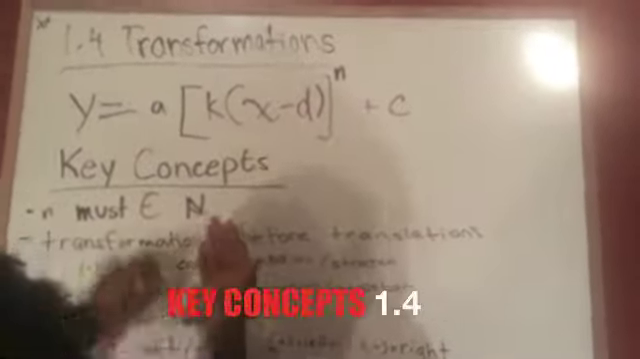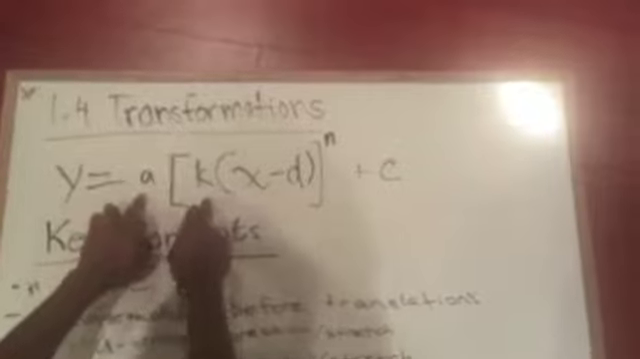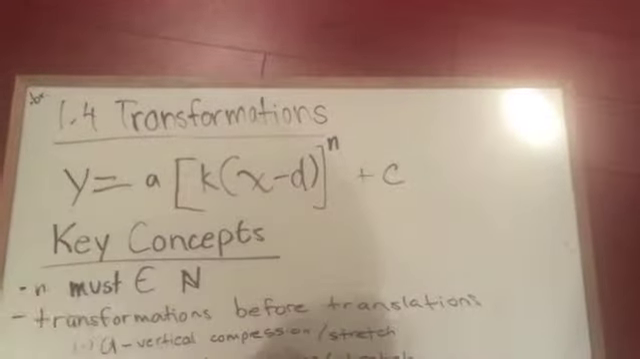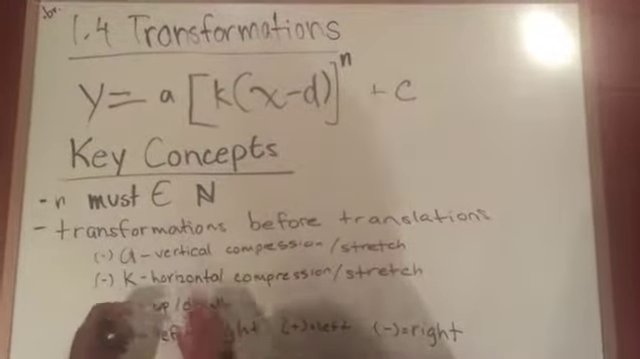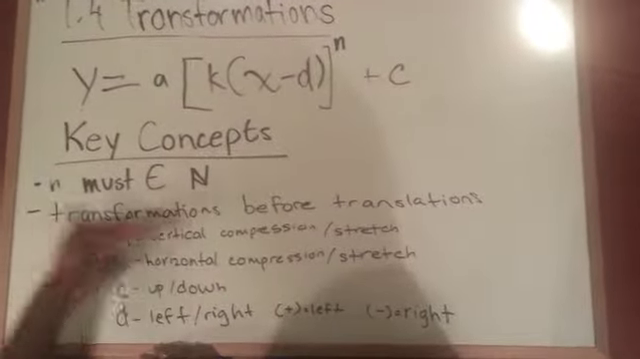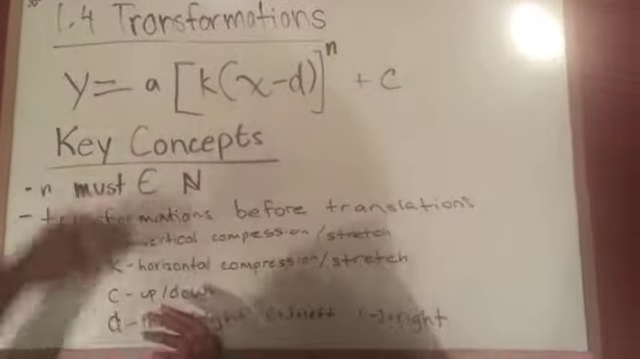Recap of what we just learned. Outside brackets, vertical; inside, horizontal. Our pluses and minuses are translations, and our multiplying are our transformations. So key concepts: n must exist in all natural numbers, positive integers. Transformations before translations. That's really important. So you do transformations before your translations.